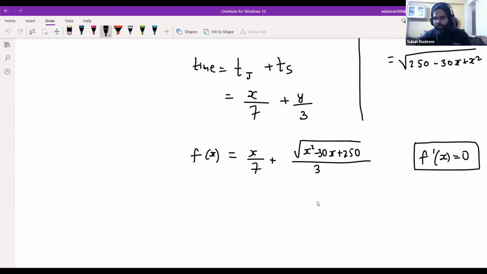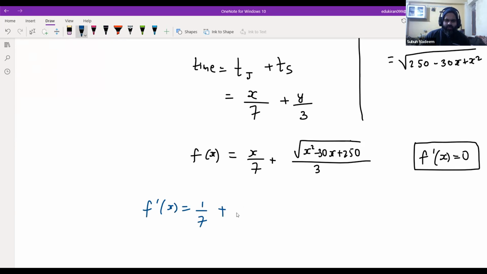Yes, sir. Any issue? So do we use the quotient rule first? No, why quotient rule? It is not in terms of quotient. Chain rule you will use in the second part, because when you differentiate it, the first one will become simply 1 by 7, because the derivative of x is 1.